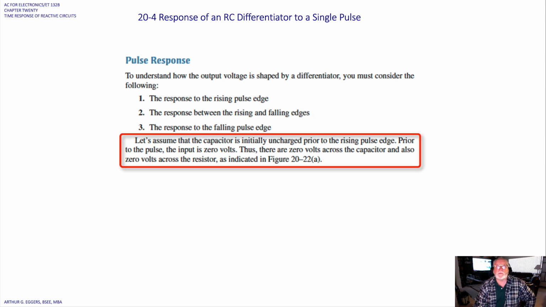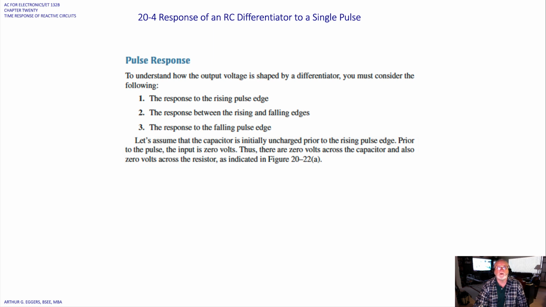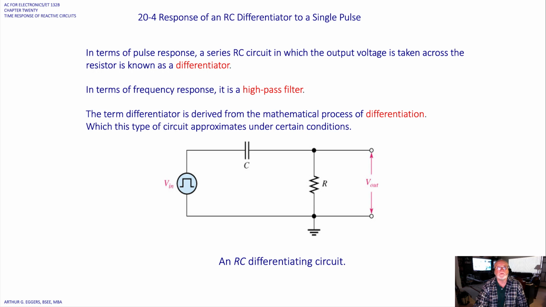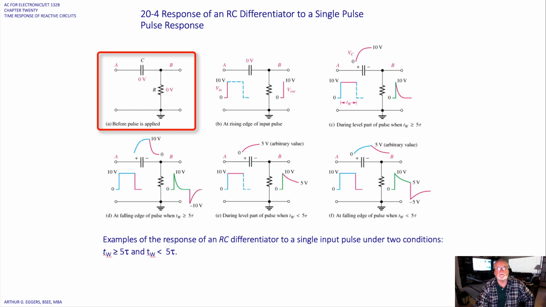Let's assume that the capacitor is initially uncharged prior to the rising pulse edge. Prior to the pulse, the input is 0 volts. Thus, there are 0 volts across the capacitor and also 0 volts across the resistor. So, we can see here, again, a representation of that circuit and how we're going to take the output.